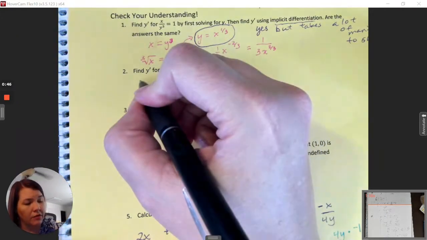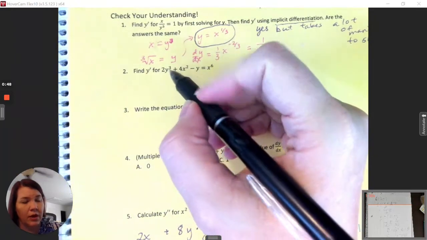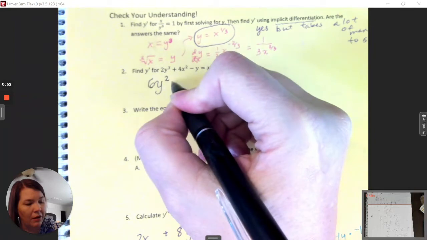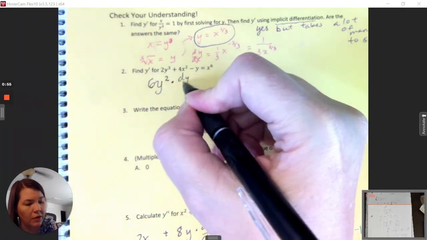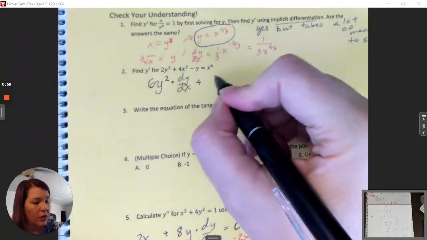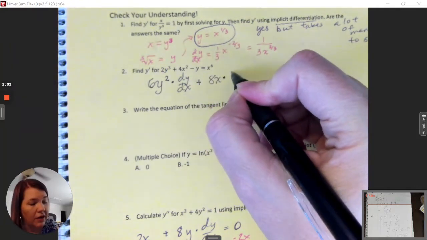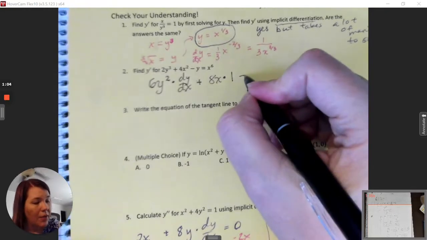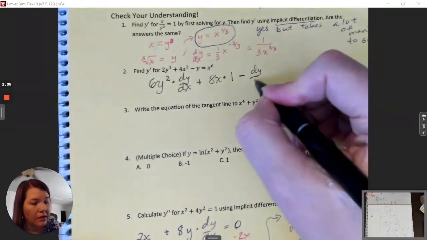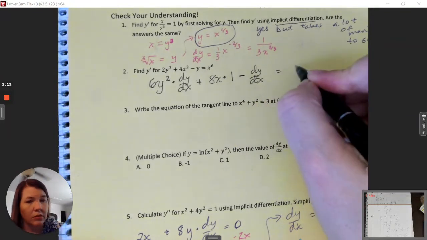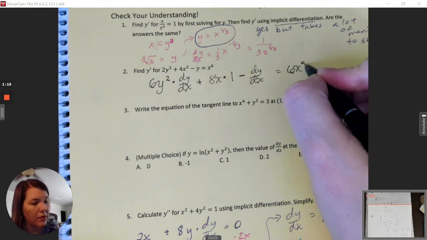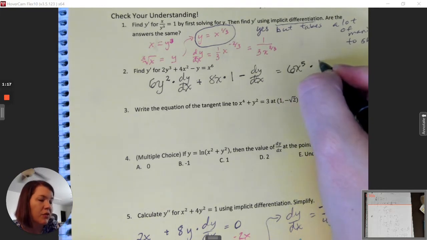So I'm going to take the derivative of 2y cubed, so that's going to be 2 times 3, which is 6, y to the second power times the derivative of y, which is dy dx, plus the derivative of 4x squared, which is 8x times the derivative of x, which is 1, minus the derivative of y, dy dx, which is equal to x to the 6th power. The derivative of that is 6x to the 5th times the derivative of x.